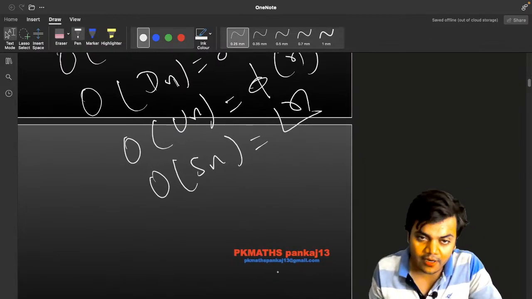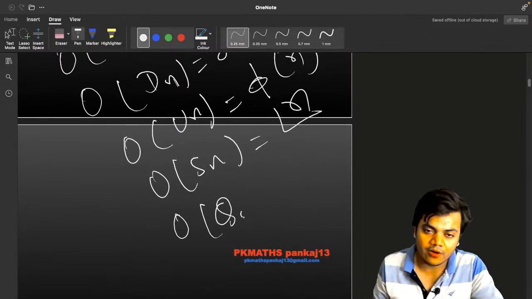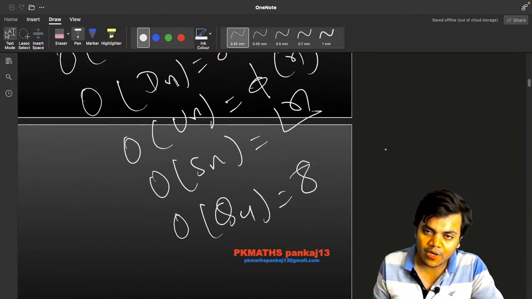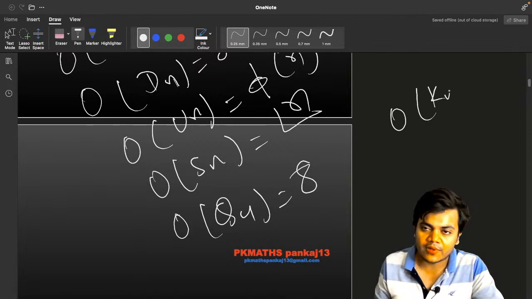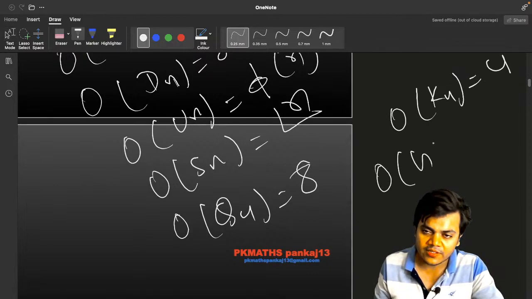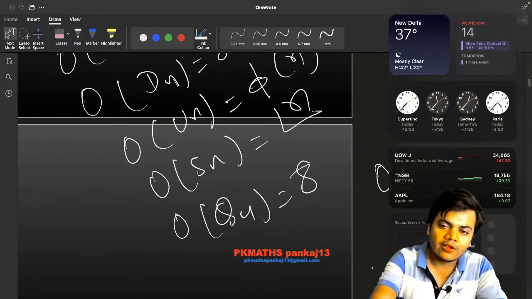The quaternion group Q8 has order 8. If you have the Klein group K4, then its order will be 4. If you have the general linear group over R, then certainly its order is infinity.